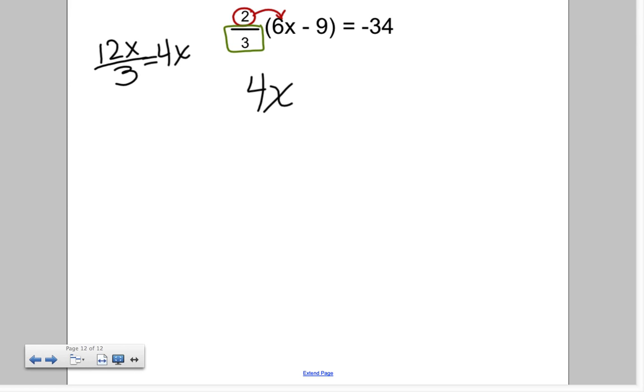Let's take the 2, let's multiply it. Let's take 2 times -9. What is that? -18. Now we're going to take -18 and now we're going to divide it by 3. What do we got? Allison? -6 equals -34. So when you bring that 34 down, don't forget that negative.